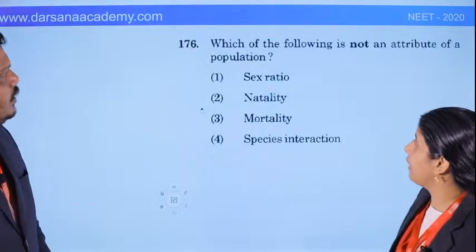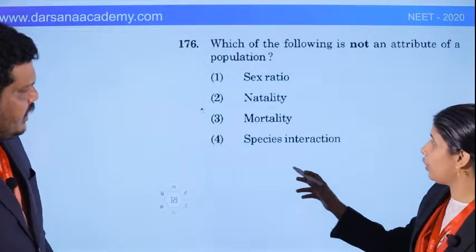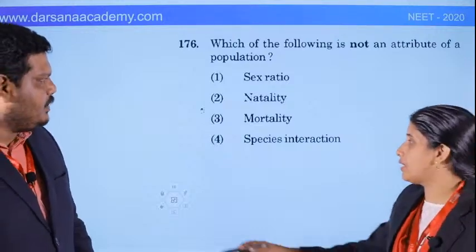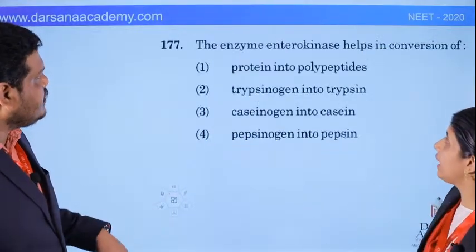And what about the next one? Which one of the following is not an attribute of a population? You know that this is species interaction. Option 4 is the answer for this question. That is a simple question. And the next one.